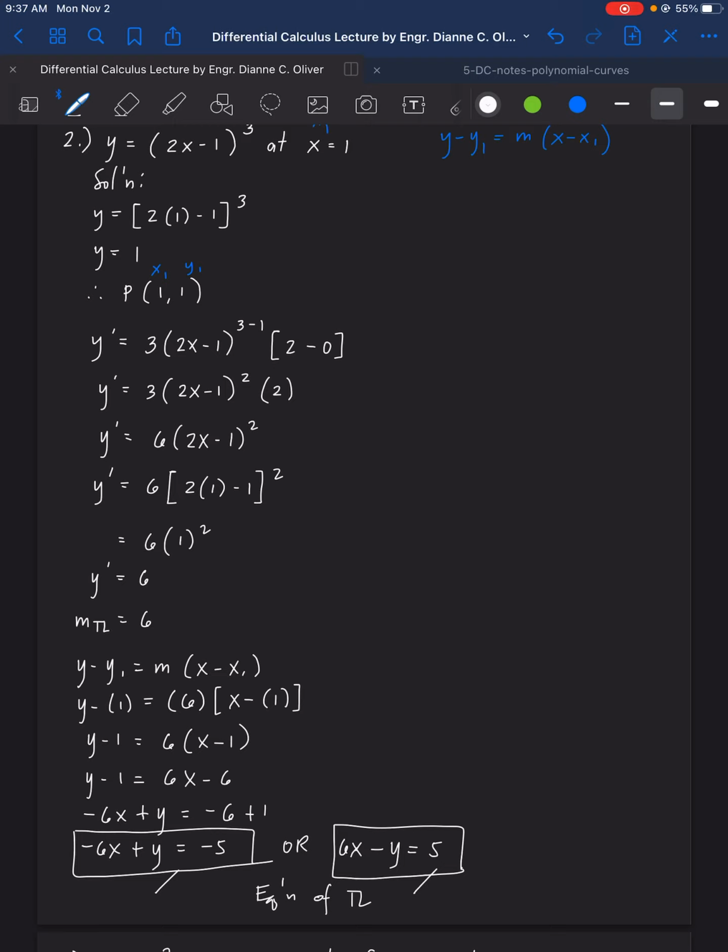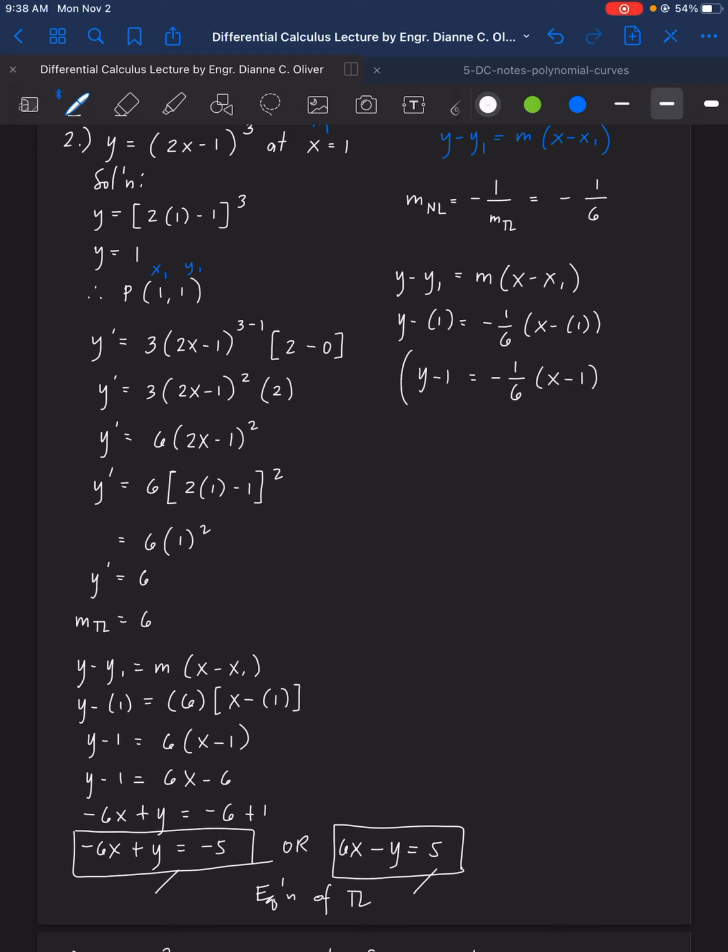Now, how about for the normal line. So defining the slope of the normal line as the negative reciprocal of the slope of the tangent line. So we have negative 1 over 6. So using the point slope form, so y minus 1 equals negative 1/6 times (x minus 1). So y minus 1 equals negative 1/6 (x minus 1).